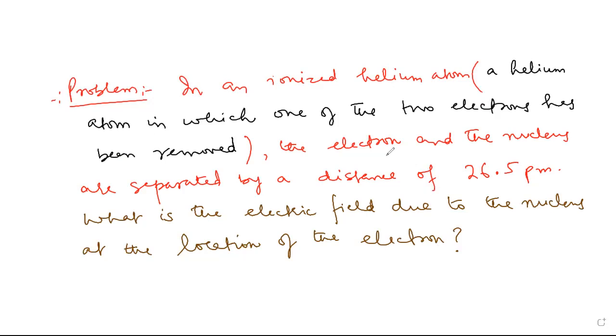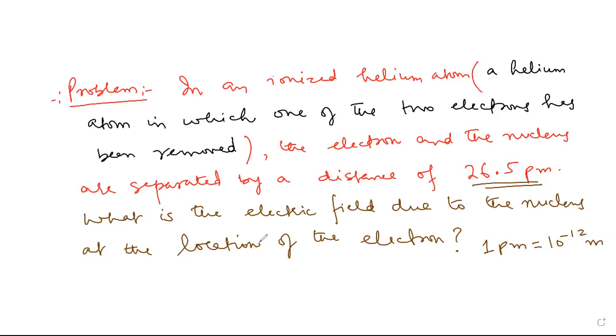So we have helium atom which is ionized. You know the atomic number of helium is 2. That means in its nucleus there are 2 protons, and in extranuclear part there are 2 electrons, but it has been ionized. Its 1 electron has been detached. So it has only now 1 electron in the extranuclear part. The question says now this electron and the nucleus are separated by this much distance. And you know 1 picometer means 10 raised power minus 12 meter.